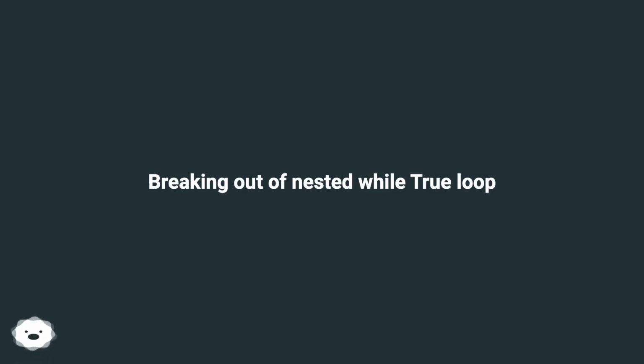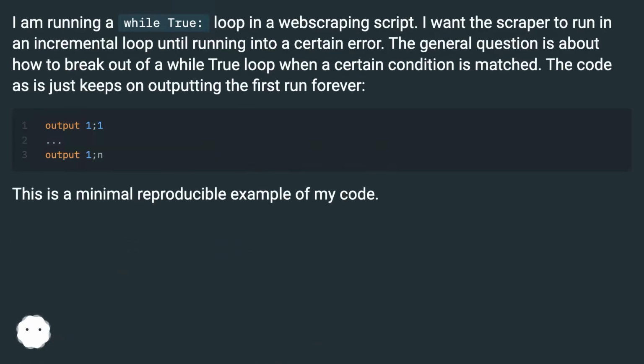Breaking out of nested while true loop. I am running a while true loop in a web scraping script. I want the scraper to run in an incremental loop until running into a certain error. The general question is about how to break out of a while true loop when a certain condition is matched. The code as is just keeps on outputting the first run forever.